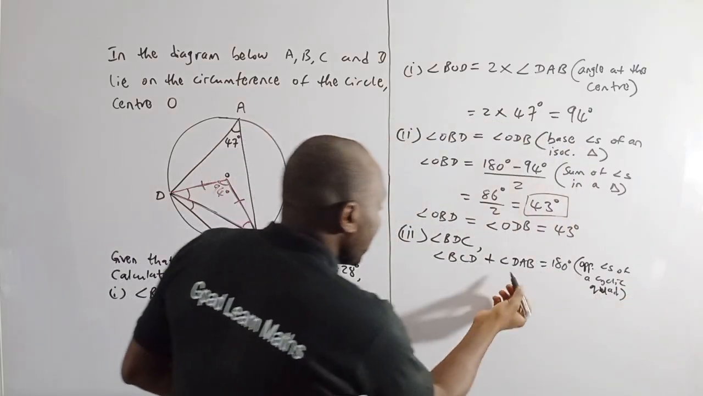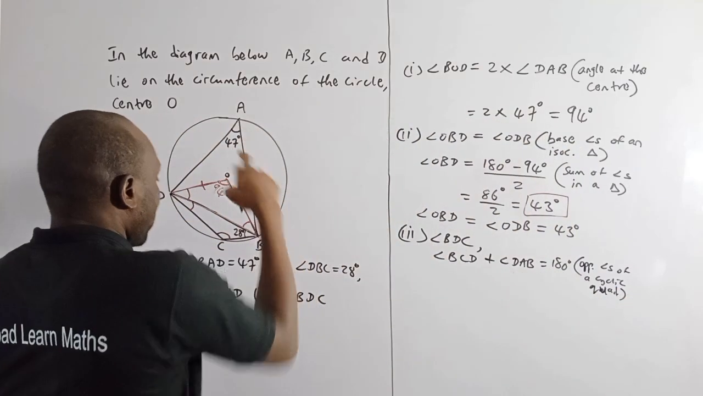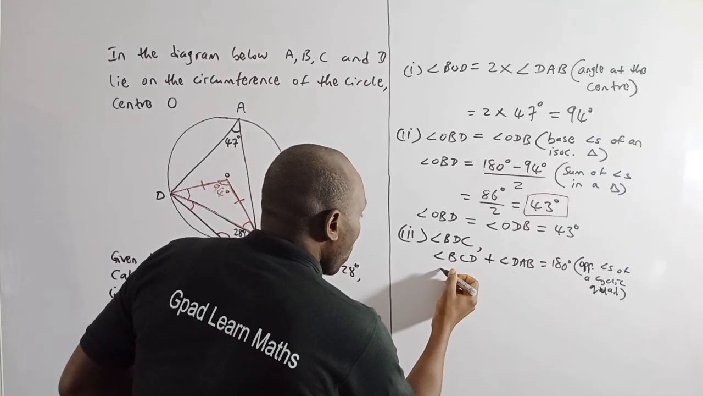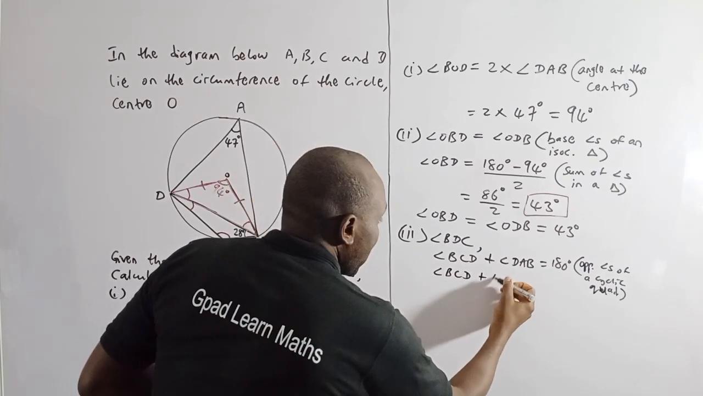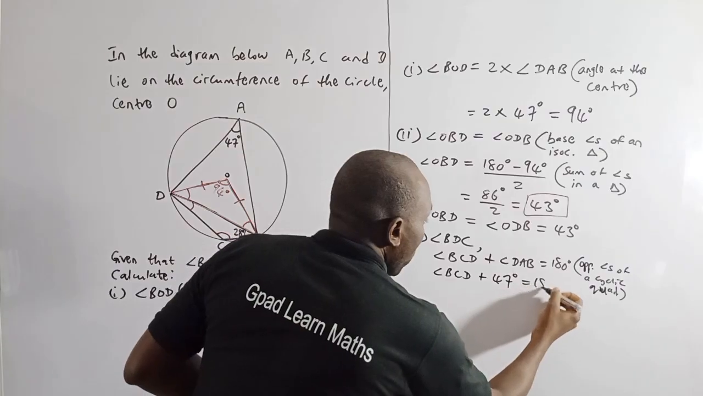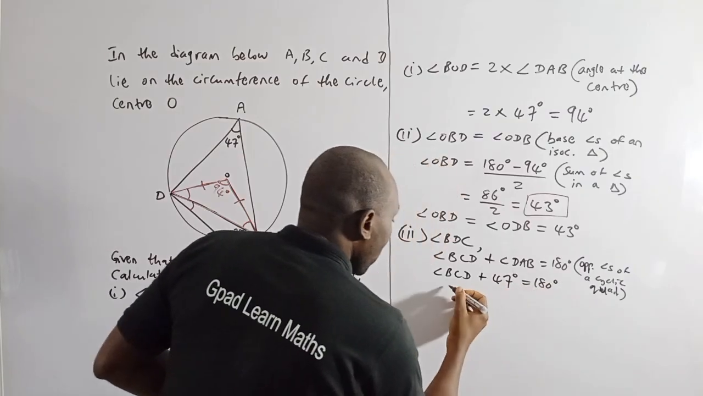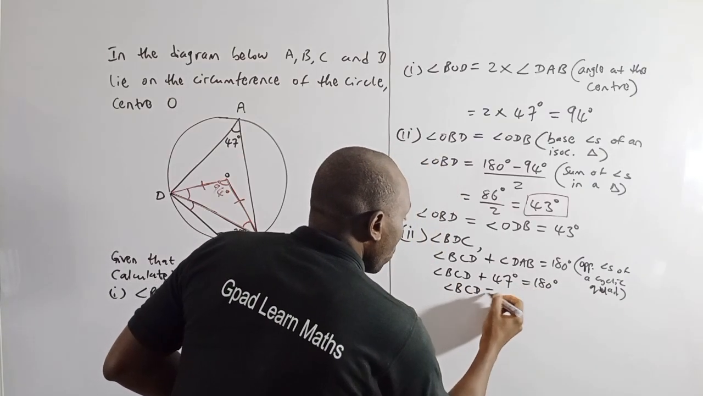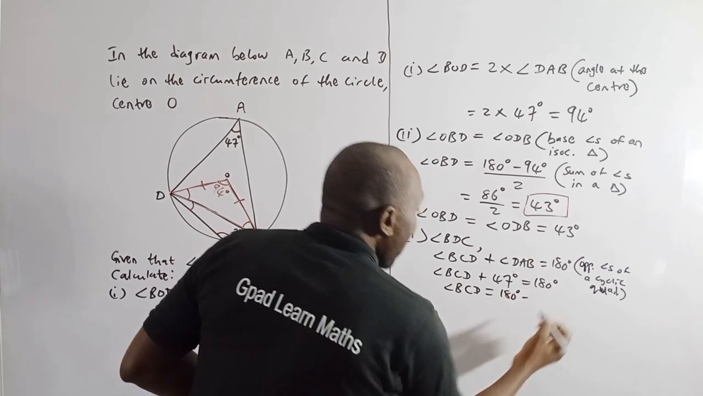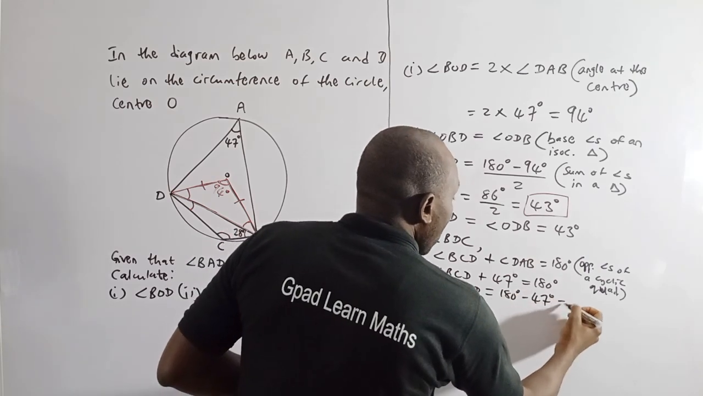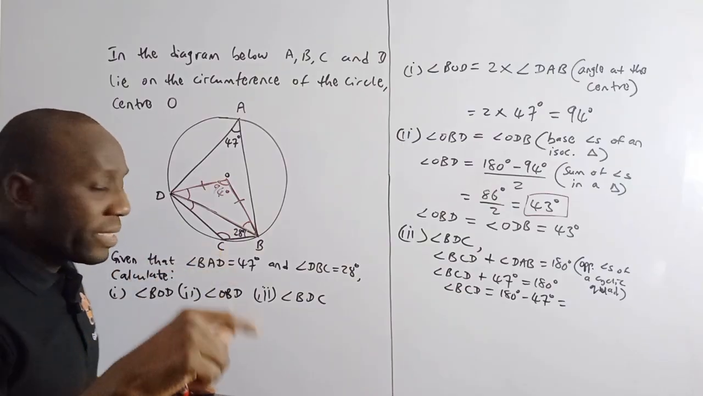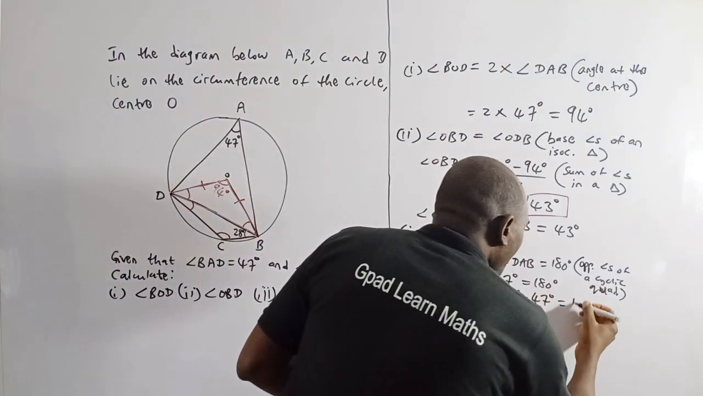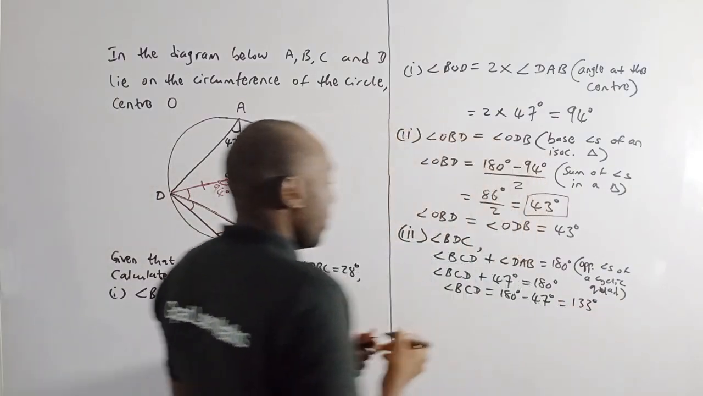Okay, now that we know that, now DAB is what? 47 degrees. So that's angle BCD plus 47 degrees will be equal to 180 degrees. When you transpose this over, you have that BCD is equal to what? 180 degrees minus 47 degrees. Now, what is 180 minus 47? That's what? 133 degrees.